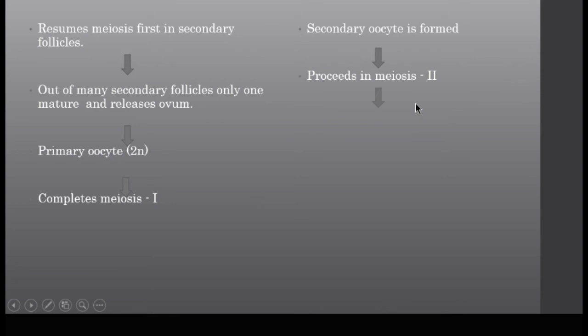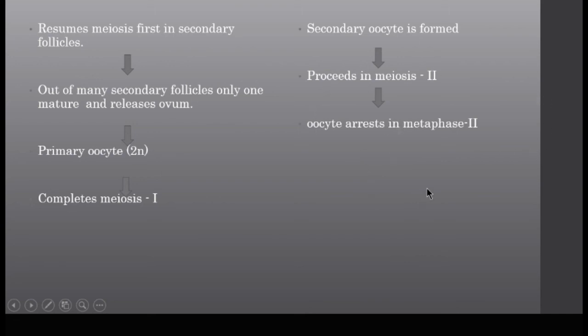But as soon as the secondary oocyte enters into the metaphase second, it gets arrested in that metaphase second. Why is it arrested in the metaphase second, and why is it unable to complete its meiosis second? Because the secondary oocyte lacks centrioles. So as there are no centrioles in the secondary oocyte, it will not go further into the anaphase second and the telophase second, so it gets arrested in the metaphase second.